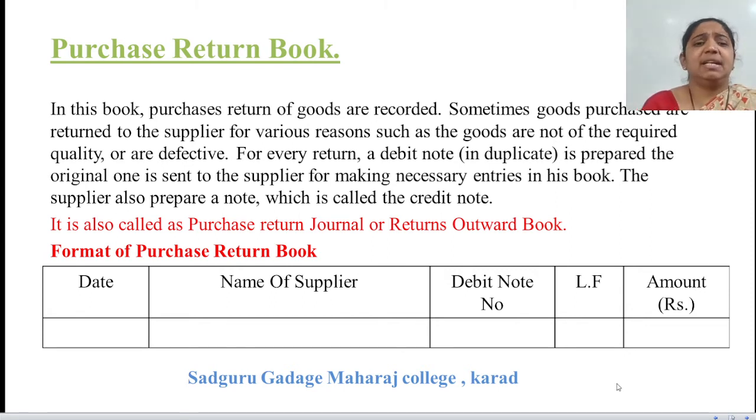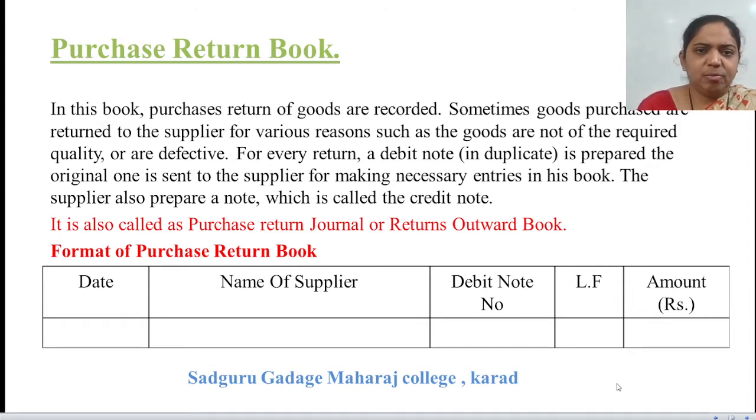A format is there in front of you. For making a format, again 5 points are there: date, name of supplier, debit note number, LF number, amount in rupees. Okay, that is about purchase return book.